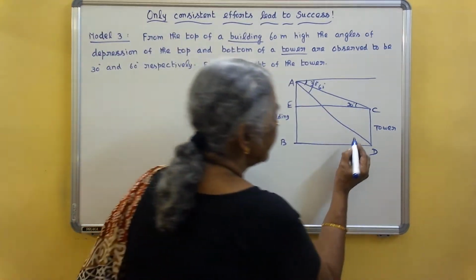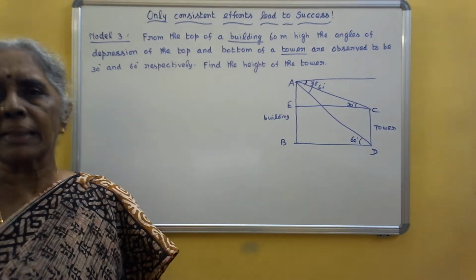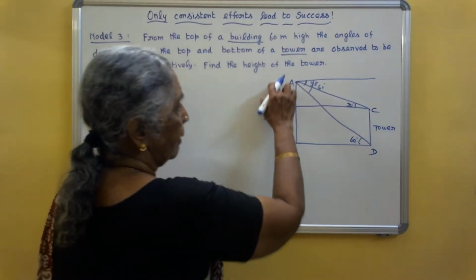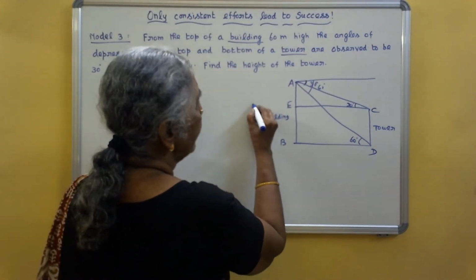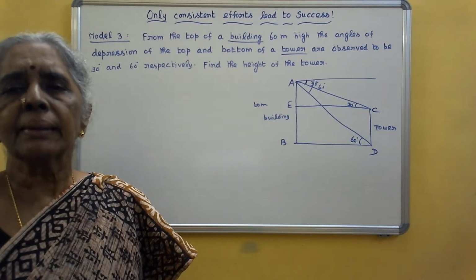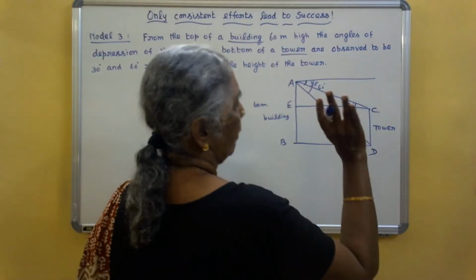The whole angle is 60 and this is the alternate angle. So, this will be 60. Is it clear? Now, what else is given? This total height, that is 60 meter. That is, AB is 60 meter. You want to find out the height of the tower.